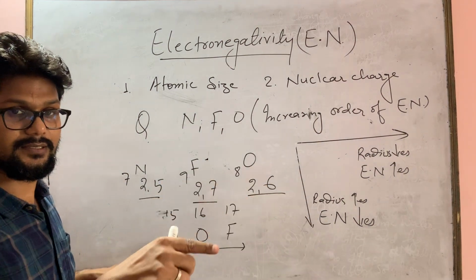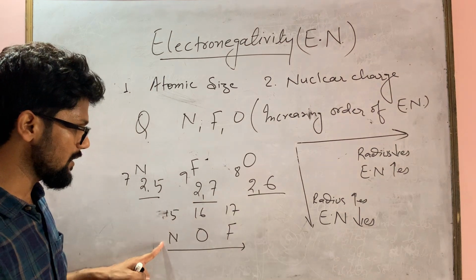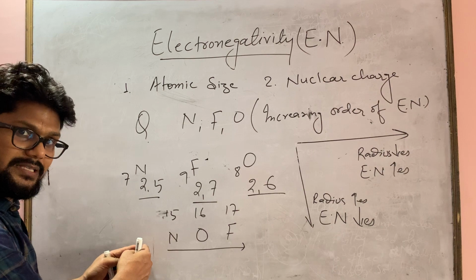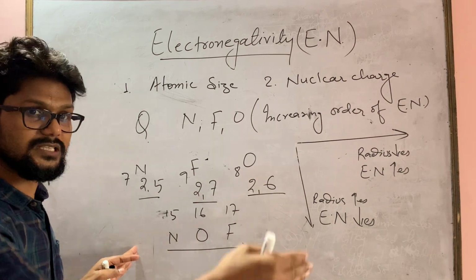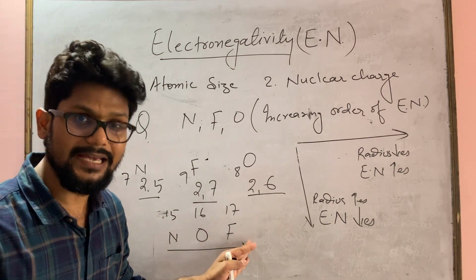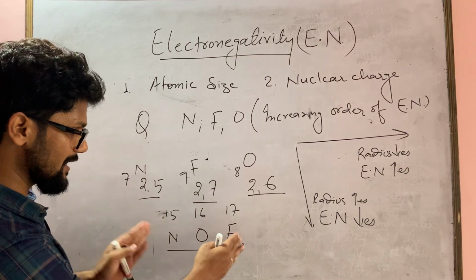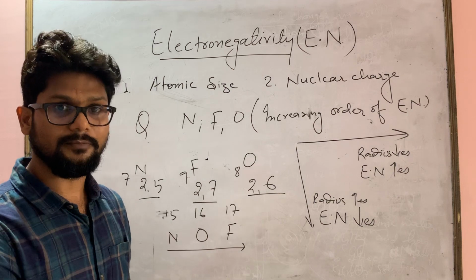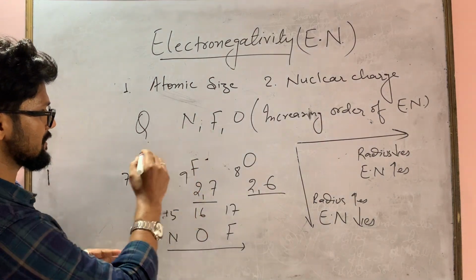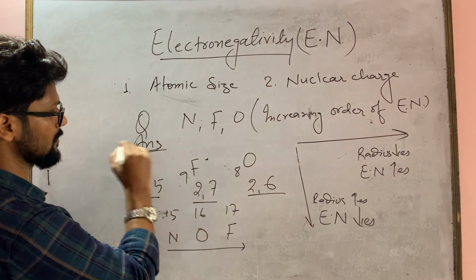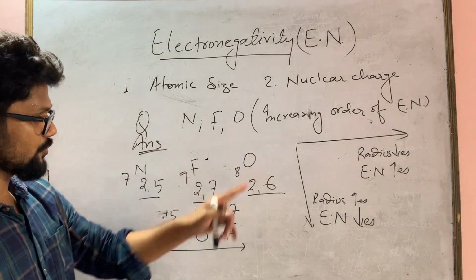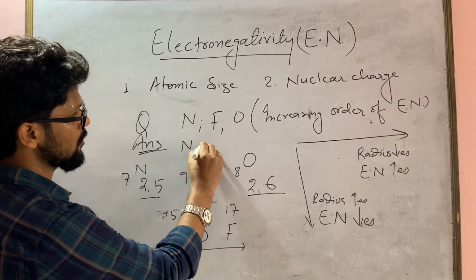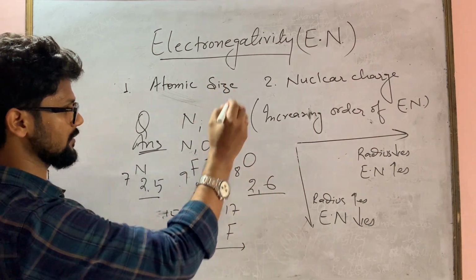electronegativity increases. Then which element possesses the least electronegativity? The one on the left-hand side. And which possesses the maximum? The one on the right-hand side, because this is arranged according to the periodic table. So we can say that the correct answer to that question is the increasing order: nitrogen, oxygen and fluorine. This is the answer.